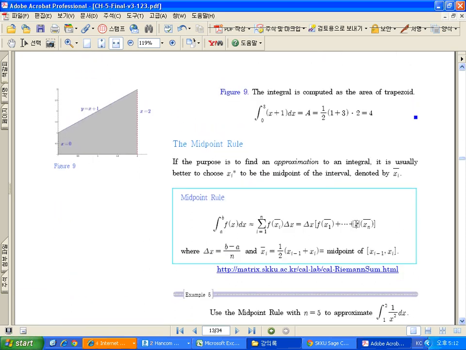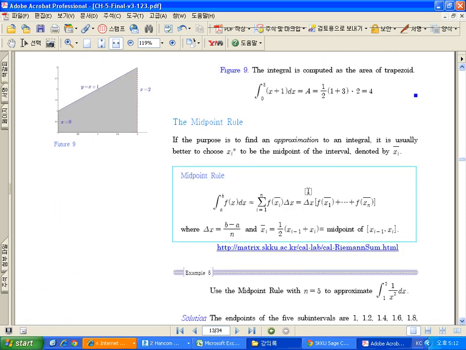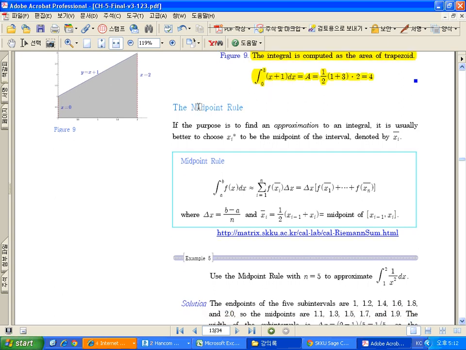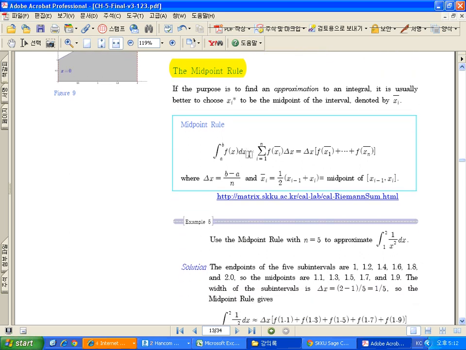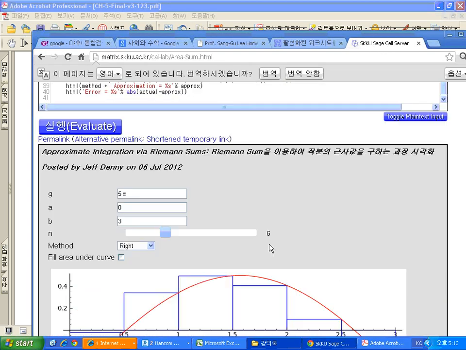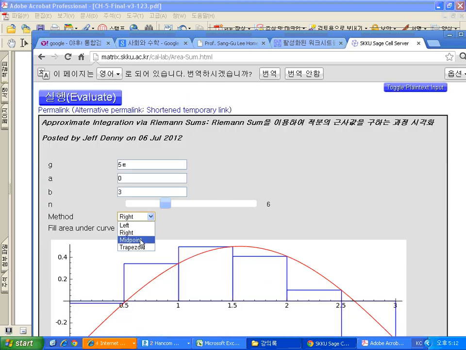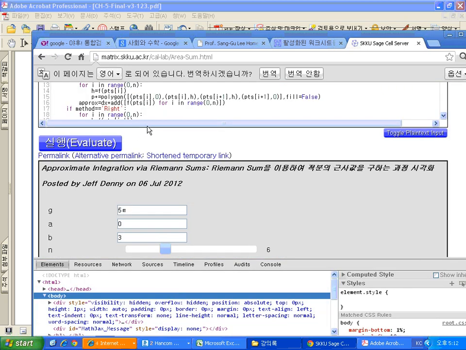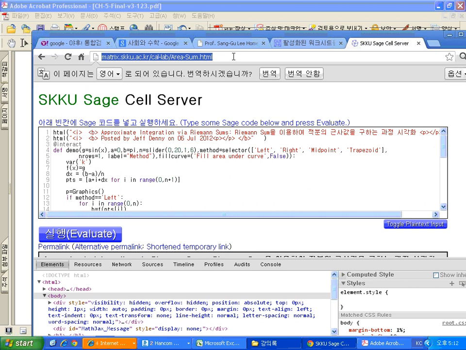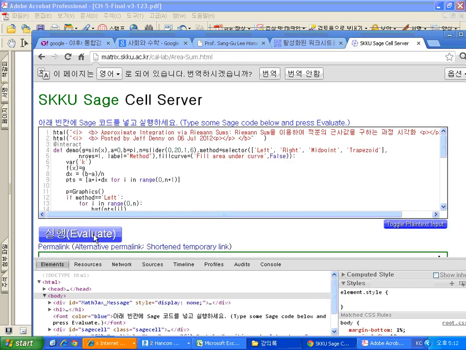So it's very important to understand the nature of the problem. The integral is computed as an area like this. And the midpoint rule here was shown like what we did here. Midpoint rule, for this was x actually. This was x. Anyway, reload this once more and evaluate it.